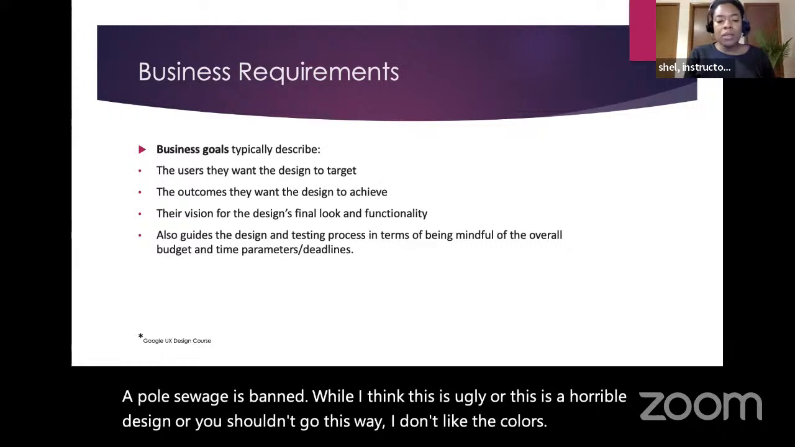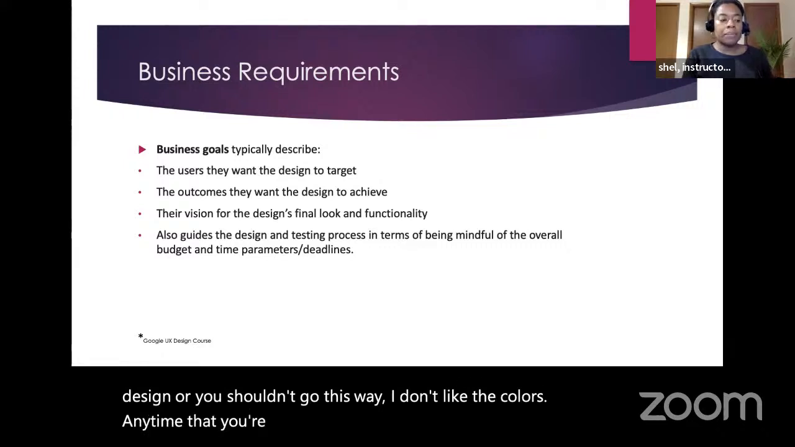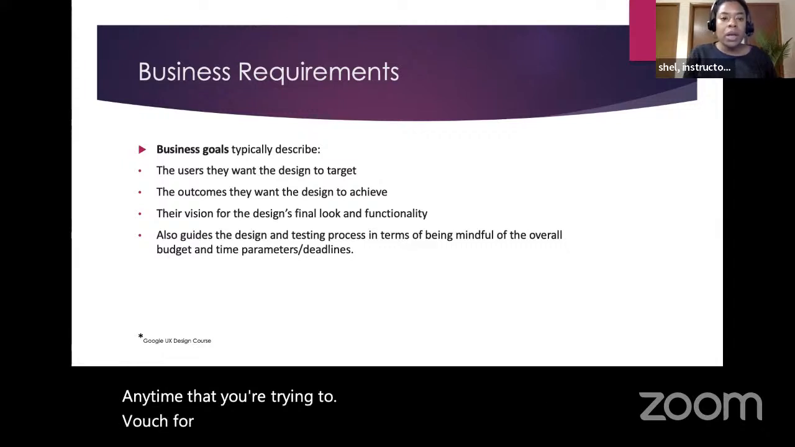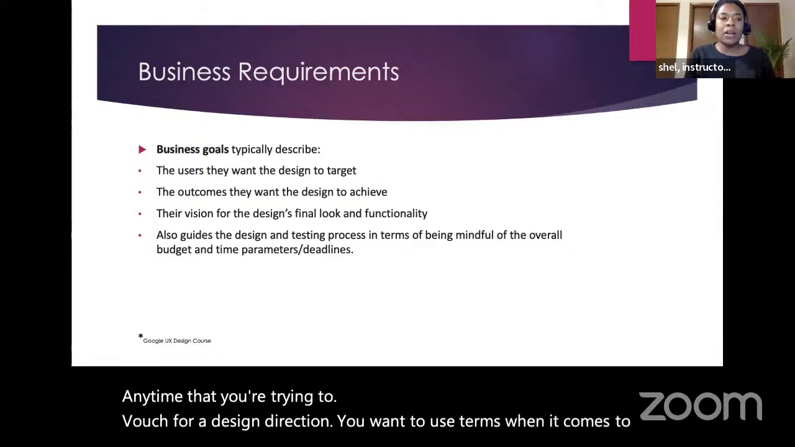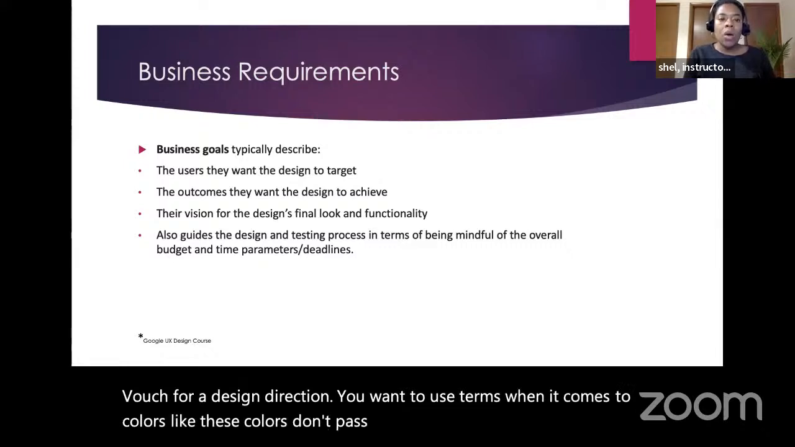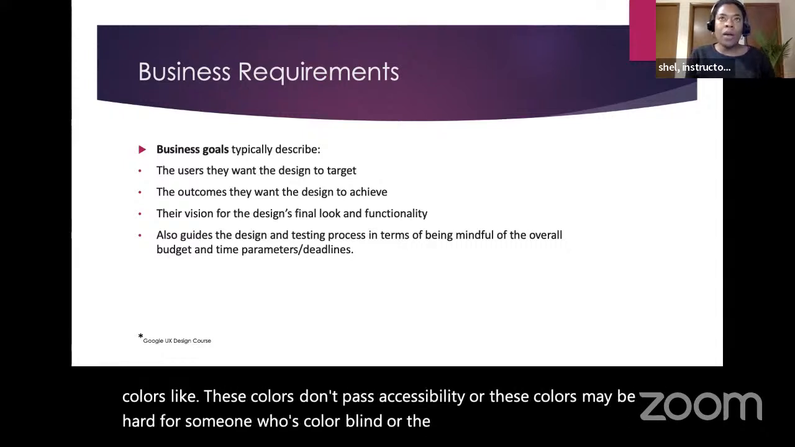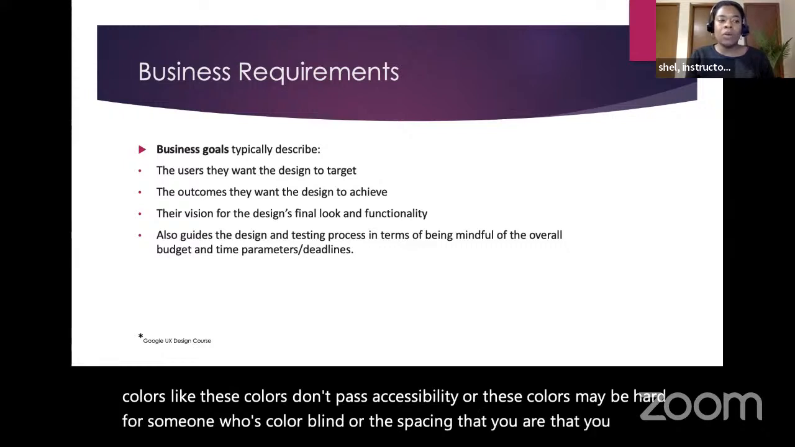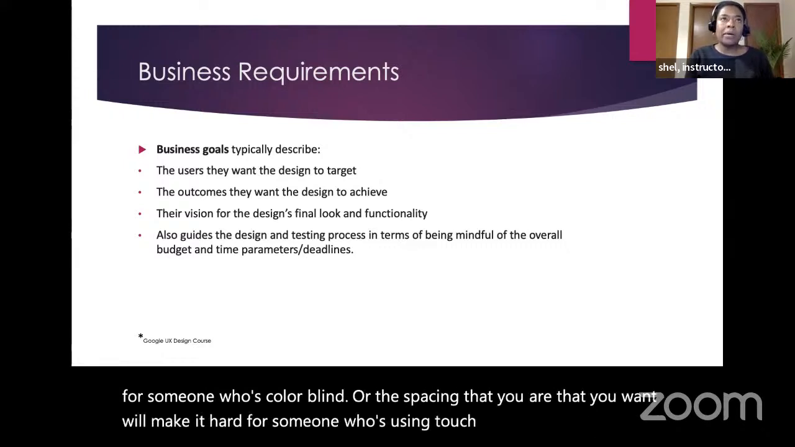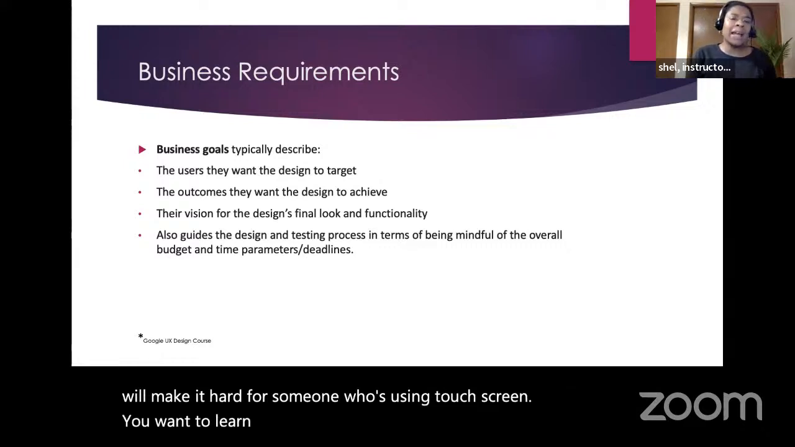Anytime that you're trying to vouch for a design direction, you want to use terms when it comes to colors, like these colors don't pass accessibility, or these colors may be hard for someone who's colorblind, or the spacing that you want will make it hard for someone who's using touchscreen. You want to lean more towards that as much as you can.